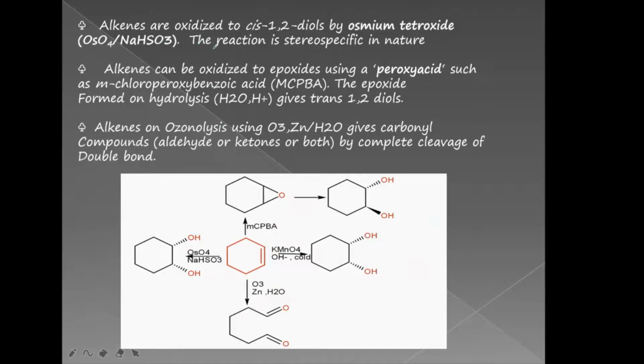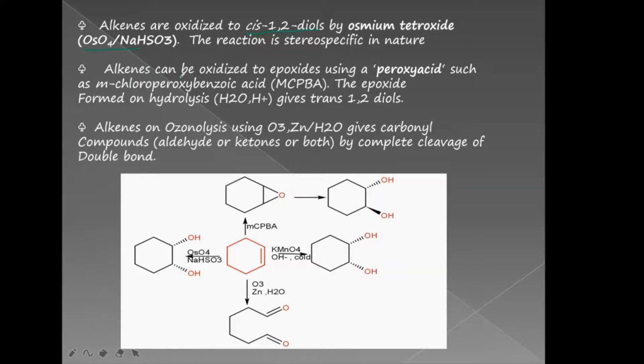Here, basically you have to remember three reagents. Alkenes are oxidized to cis-1,2-diol. Just like Bayer's reagent, there is one more reagent that gives cis-1,2-diol, that is osmium tetroxide, OsO4, NaHSO3. It will give cis-diol. This is a stereospecific reaction, so the two OH groups will be attached on the same side.